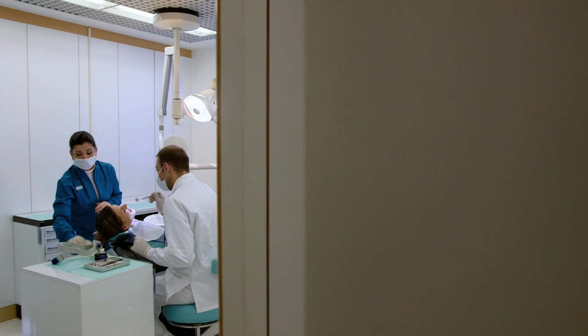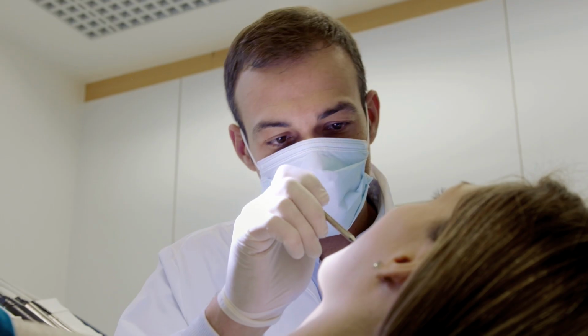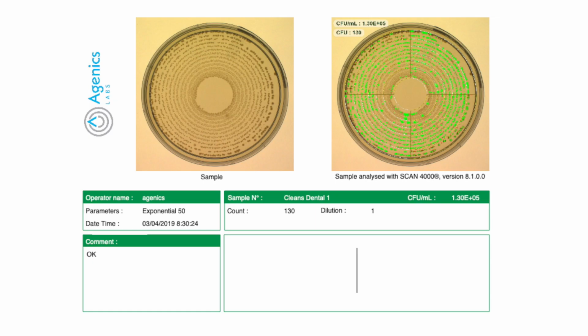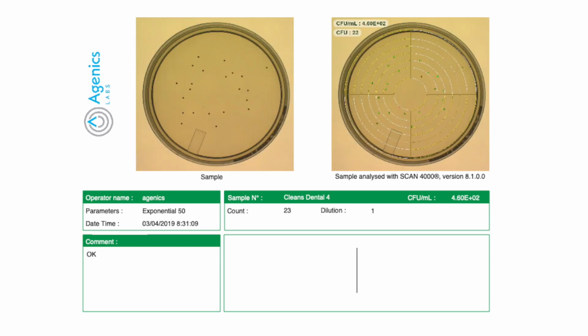At Agenix Labs, we're in the business of protecting dental patients and clinicians by providing certified microbiological test results that prove safe and compliant dental water.